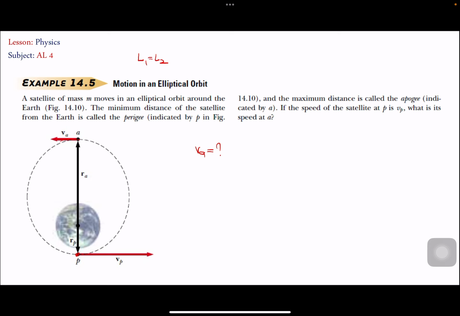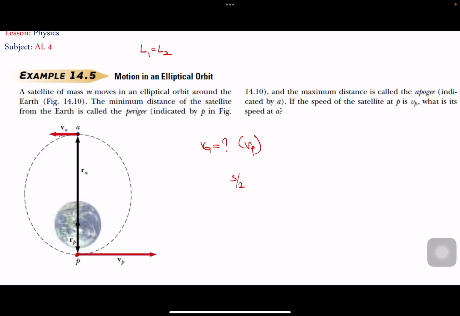It will be half of Vp maybe, okay, or 1.5 of Vp, maybe root of 2 Vp, I don't know. I just made a joke here. You have to find it on your own by using the law of conservation of angular momentum that was derived by Kepler.